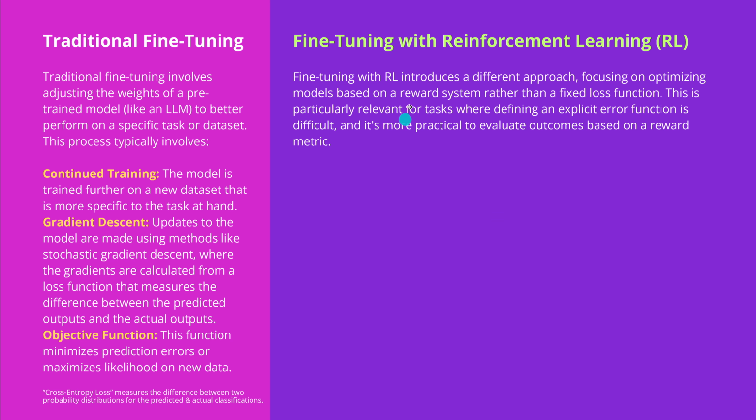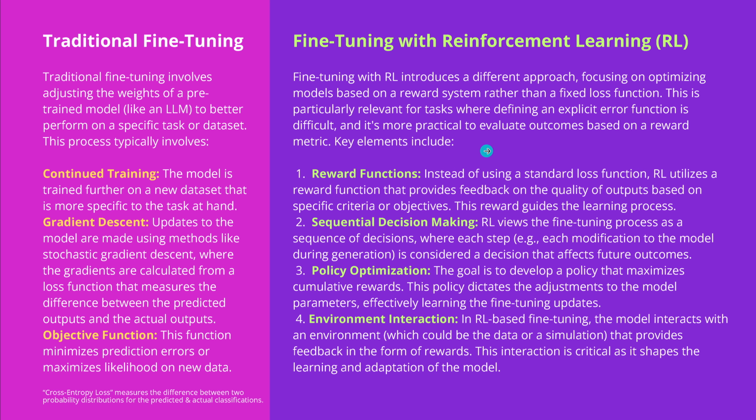So, fine-tuning with reinforcement learning introduces now a different approach, focusing on optimizing the models based on a reward system rather than a fixed loss function from our pre-training phase. And this is important for a task where we define an explicit error function. And this error function, you can't find this for every particular task that you think of. So therefore, what is a more general solution? What is more practical? Simply to evaluate the outcomes based on a reward metric. Let's have a look at this. So, reward function, decision-making, policy optimization, and you have the interaction from the environment where you can learn.